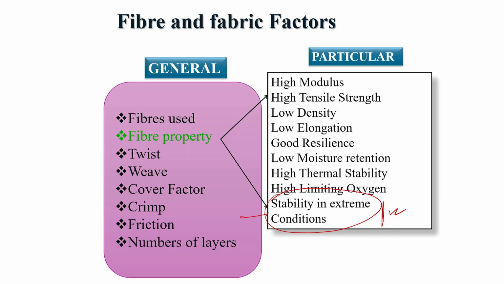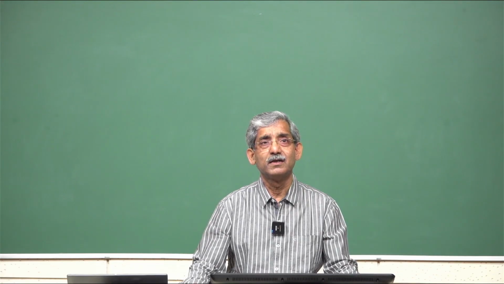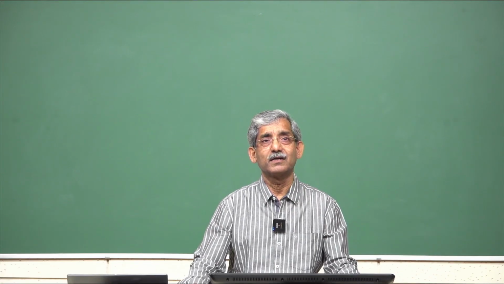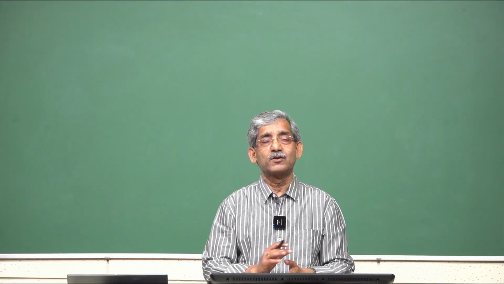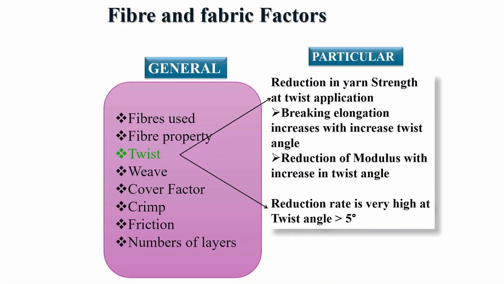Then coming the next important parameter, which is twist in the yarn. Twist in a yarn is very important, because it is related to the breaking strength and breaking elongation, and also by manipulating the twist, we can change the modulus. So, reduction in yarn strength at twist application.